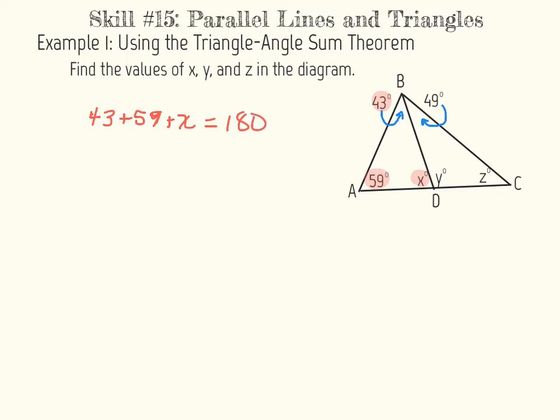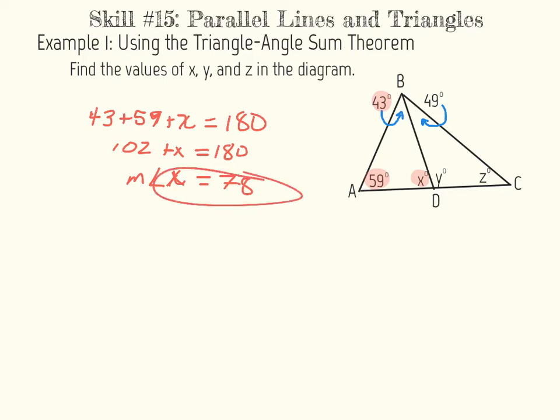So 43 plus 59 is 102 plus x equals 180. Subtract the 102 over, giving me the measure of angle x, or just x, equals 78. So that's the first one.